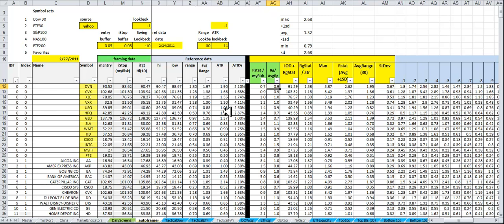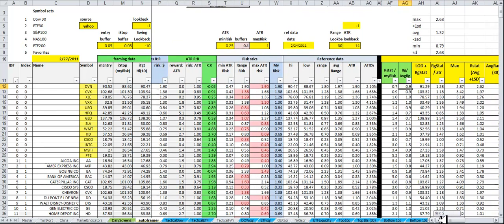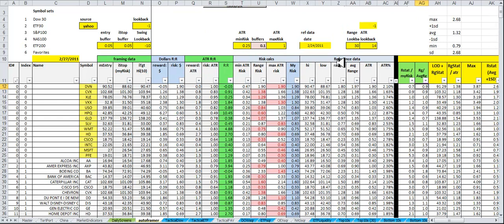All right, so now let's go back to framing Devon. Now that we have all this reference data, we have a high, we have a low, we have the range. Now what I'm using as an entry buffer is 5 cents and a stop buffer of 5 cents below yesterday's low. So when I total that up, the actual size of the buffer up and down is 10 cents, a nickel plus a nickel.